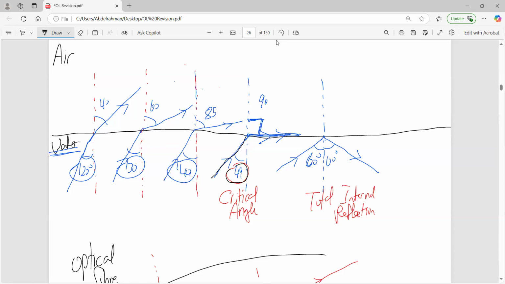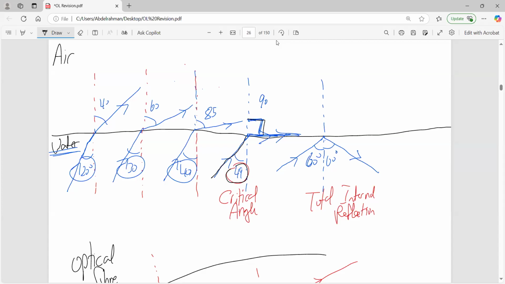What's the angle of light in air? It's 90 at the critical angle. At the critical angle, the angle of the light in the air is 90 degrees. You have the critical angle and you have the angle of the light in the air.